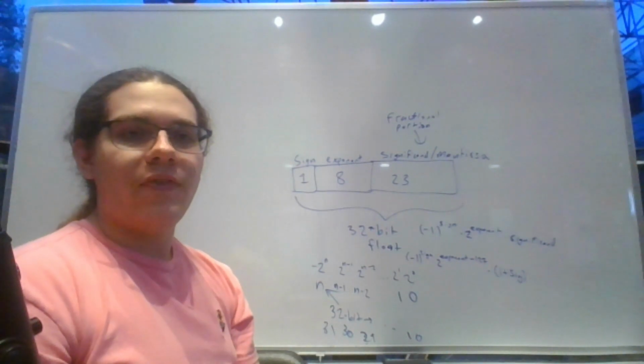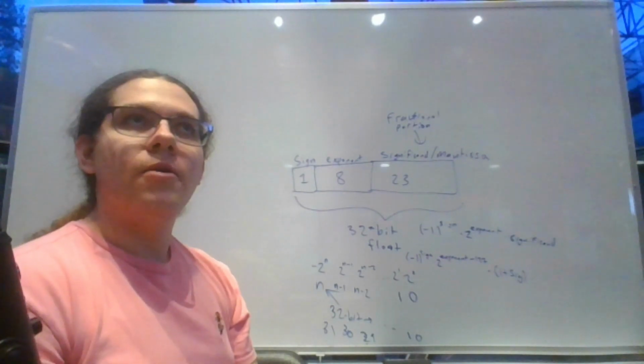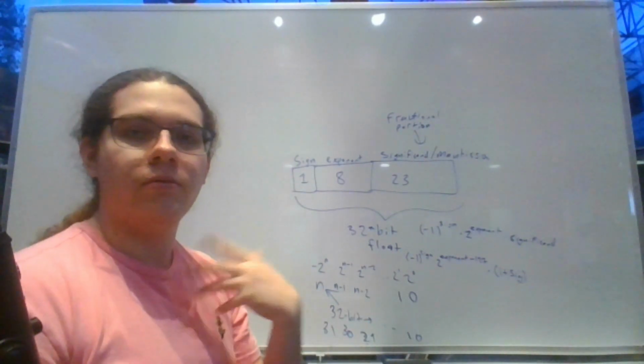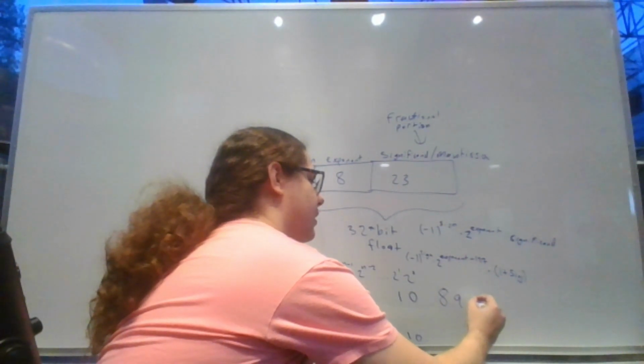And then for the significand, they actually normalize the number. So you know how in scientific notation, you write stuff always as something like this.